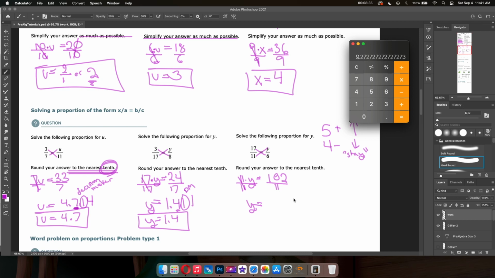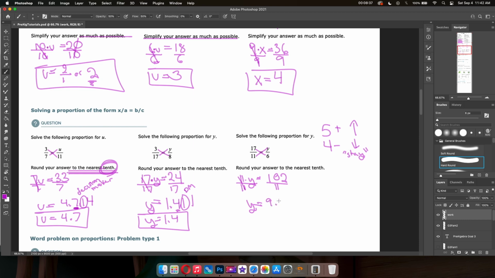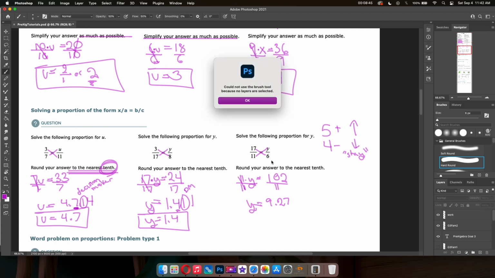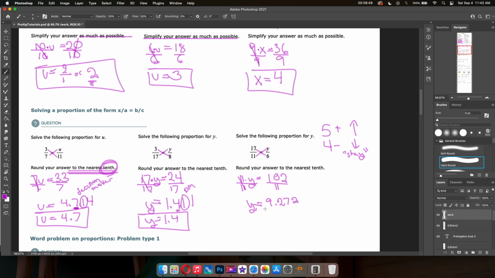9.27. Okay, so 9.27. Technically it's repeating, but I know some of you might not know that, so we'll just say 9. Brush tool. What am I doing? 2. There we go. Silly computer. There's my tenths place, and there's my decision maker.